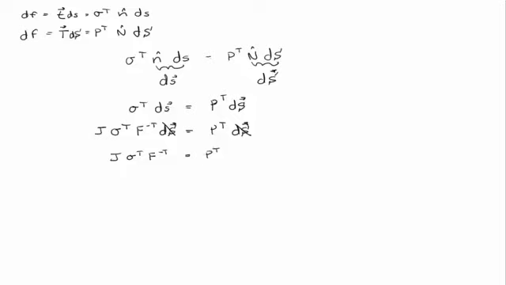And when we define things, I don't like to define them in terms of the transpose. So let's take the transpose of both sides of the equation to solve for P. So we have P is equal to J F inverse sigma. So P then is called the nominal stress. P is the nominal stress.